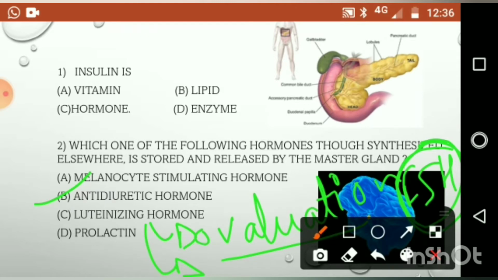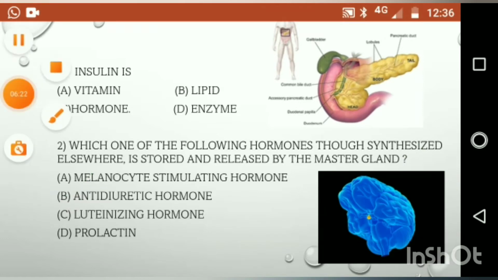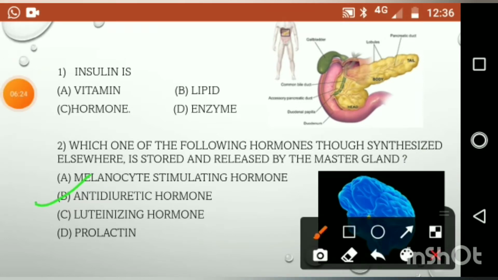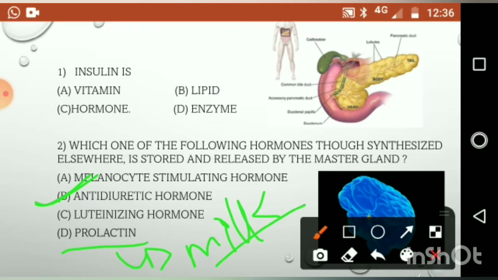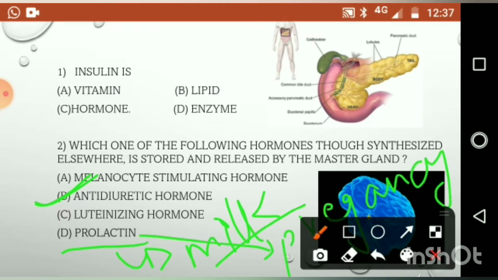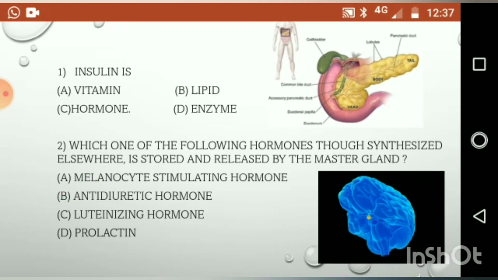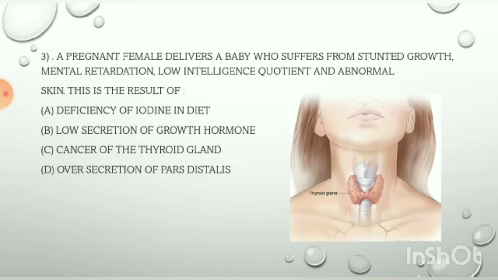Now we'll talk about the final hormone in the options, that is prolactin. Prolactin is a milk producing hormone, and it becomes active only after pregnancy. Okay, now we are done with this. Let us go to the third MCQ.